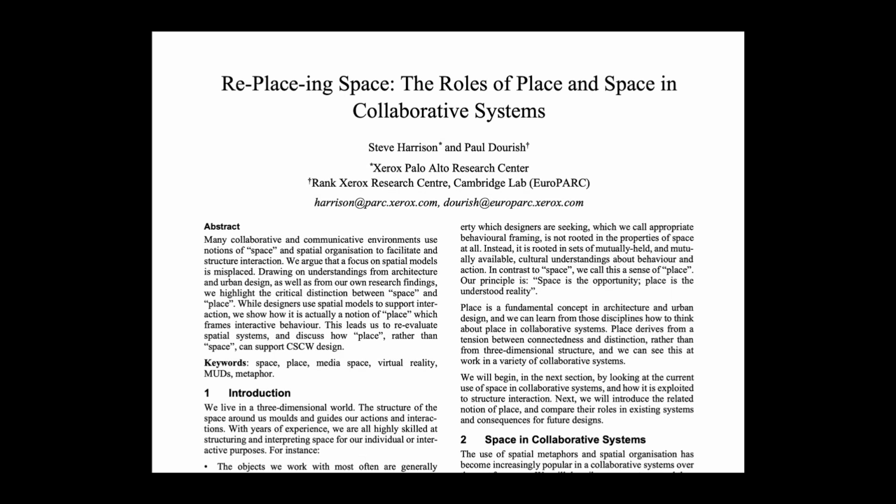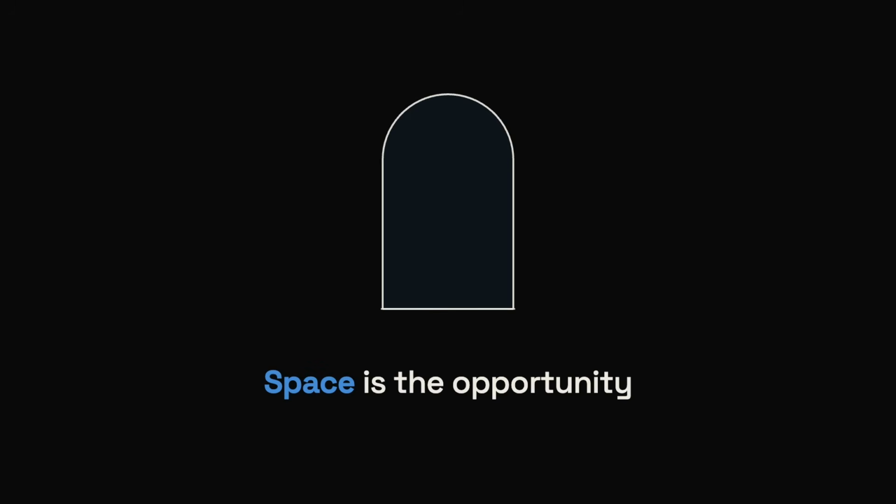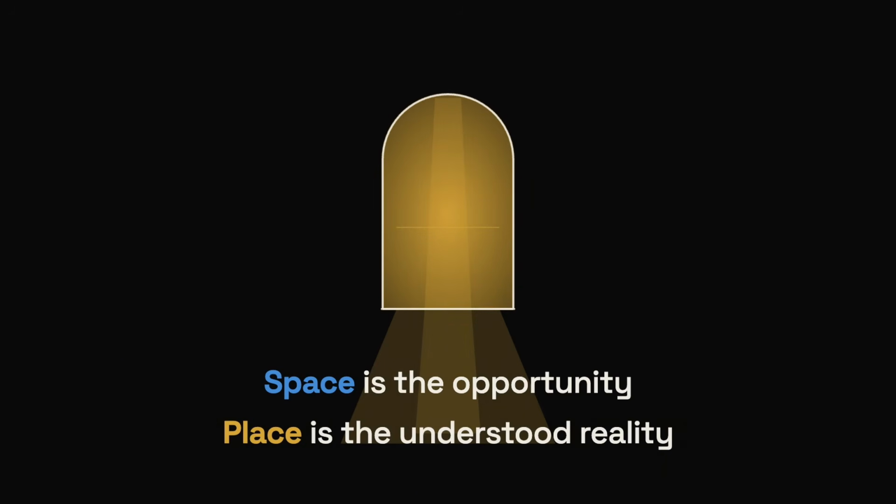Now, part of this has already been formalized in the academic literature. In 1996, Steve Harrison and Paul Dourish published a paper called Re-Placing Space at the CSCW conference. Their argument is that space is geometric arrangement, the measurable layout of an environment, while place is space that has acquired social and behavioral meaning through use. Their declared principle, repeated 3 times across the paper, is that space is the opportunity. Place is the understood reality.